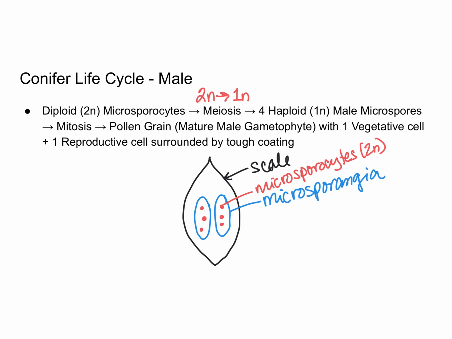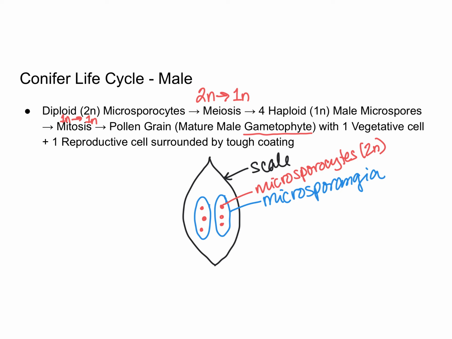These microspores go through mitosis, which means that their ploidy is going to stay the same. So remember, haploid cells produce other haploid cells in mitosis. And this forms the pollen grains, which are known to be the mature male gametophyte. So this is the gametophyte generation of the alternation of generations. So remember, the microsporocytes are the cells that are producing the microspores, and then the microspores produce the pollen grain.